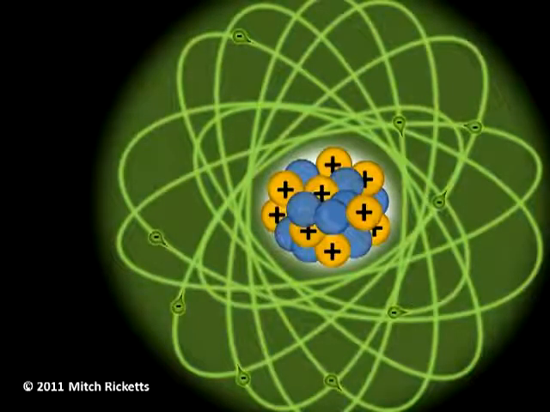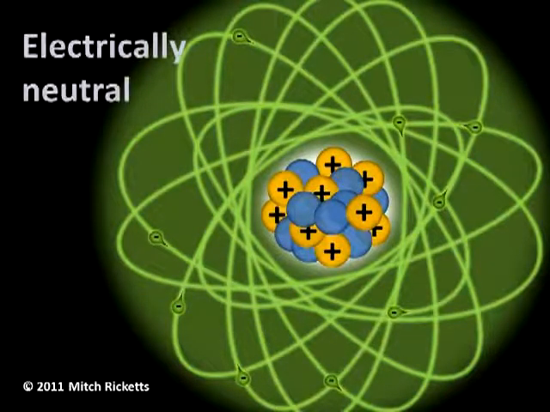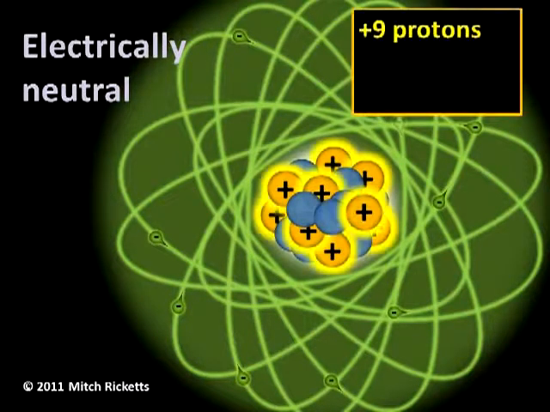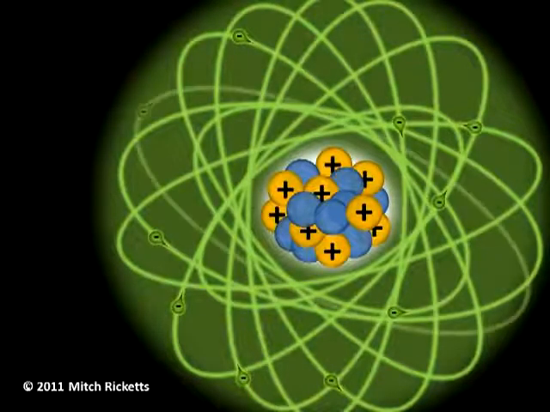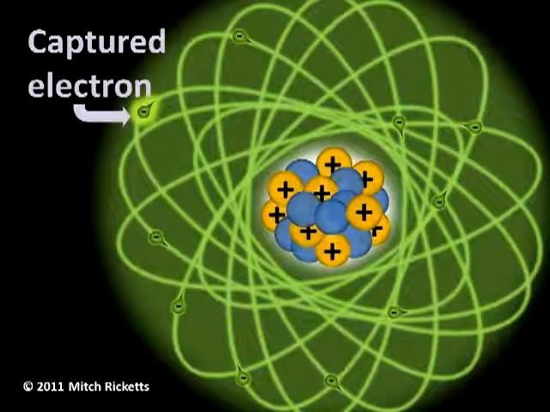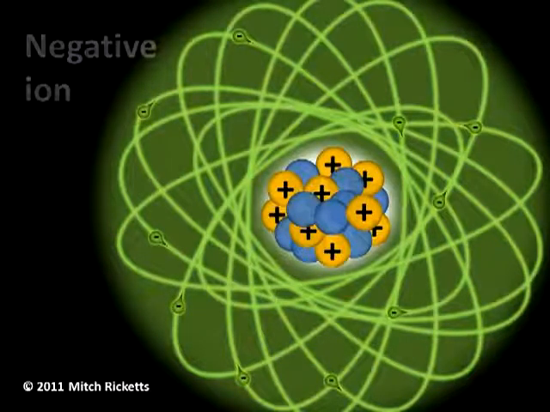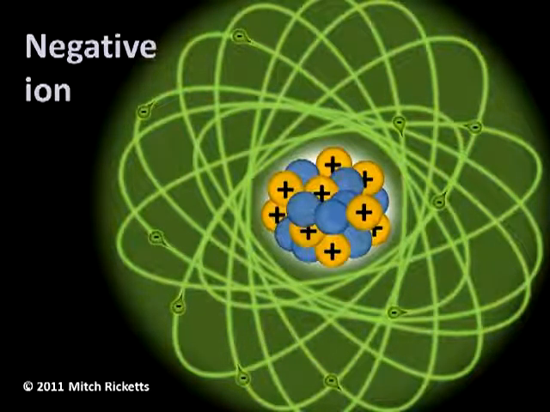Other elements have a tendency to gain electrons in chemical reactions. One example is fluorine, shown here. An electrically neutral fluorine atom has 9 protons and 9 electrons. In chemical reactions, fluorine often captures electrons from the atoms of other elements. When there is an extra electron, the atom has a charge of -1, making it a negative ion.